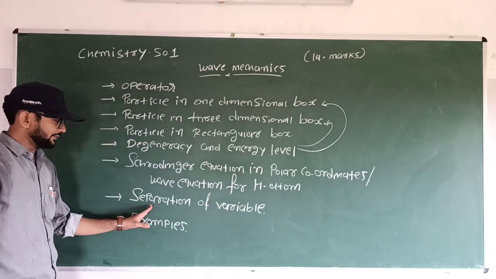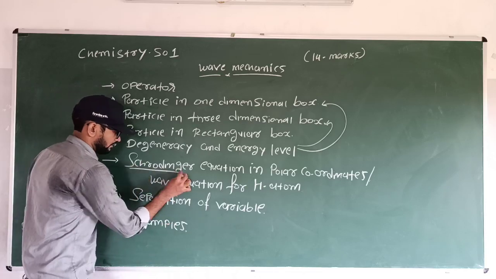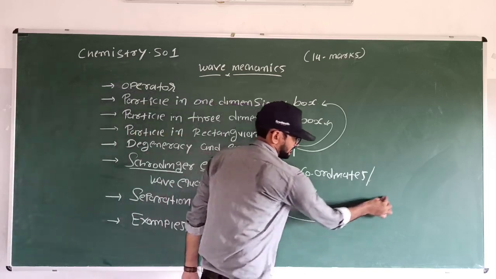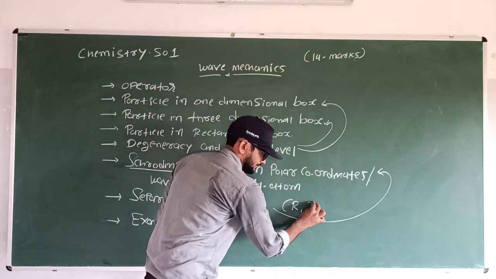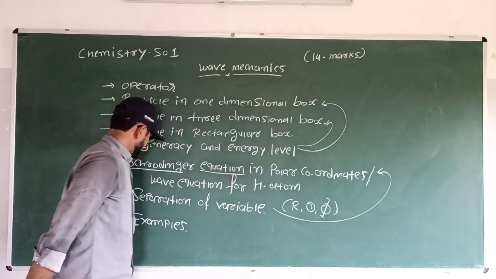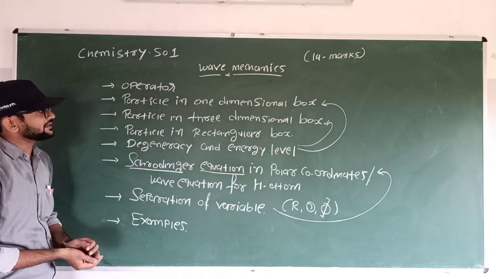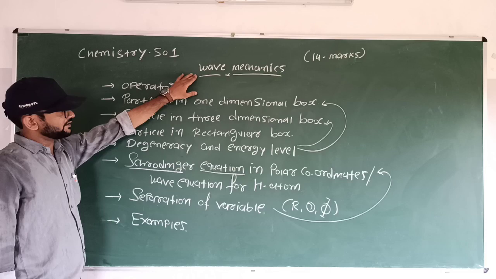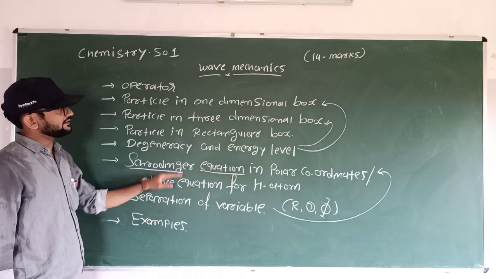Then next, separation of variables in Schrodinger equation. There are three variables: r, theta and phi. Then after, some examples regarding this chapter. So this is the simplest and easiest chapter of your chemistry 501 paper. It is unit number 1 and this chapter contains 14 marks. These are the main points which are covered in this chapter.